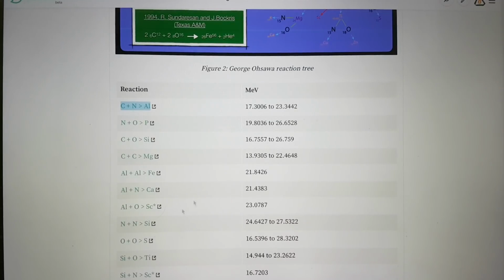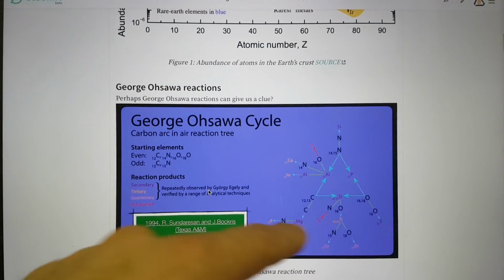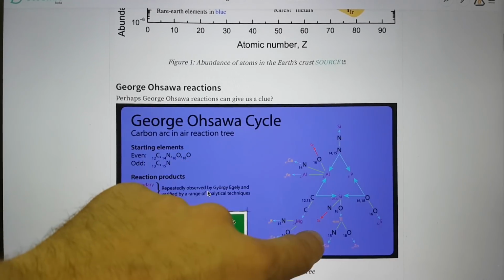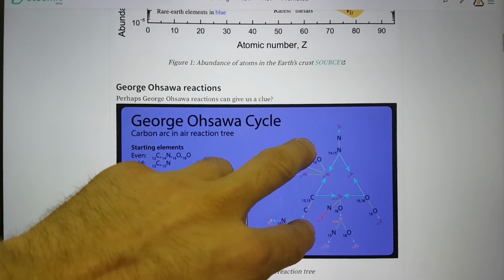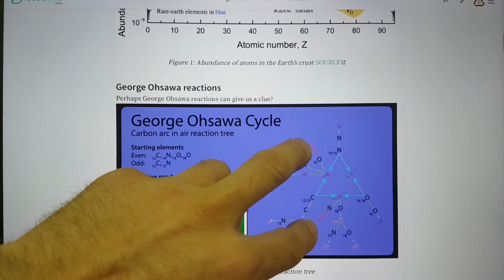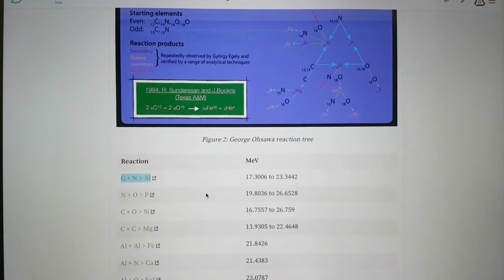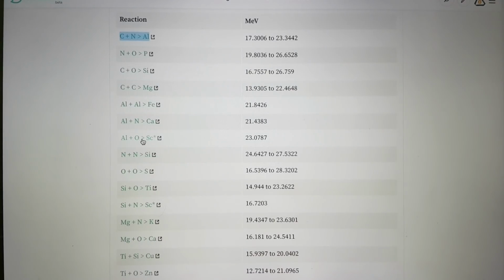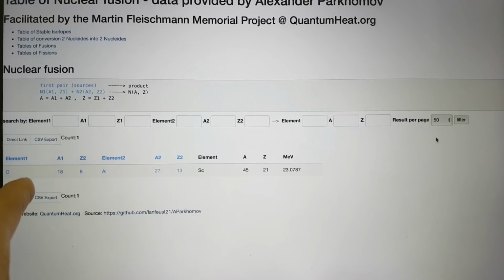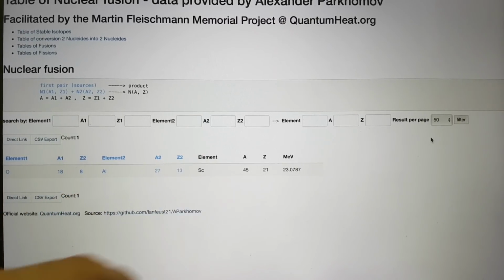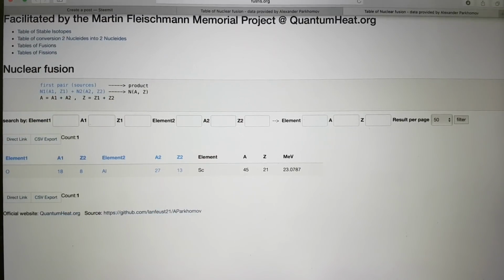Let's try a different one. Now, the one I want to try now is scandium, and there's two paths to scandium. But the interesting thing is that scandium was not observed in Dr. George Eagley's research over many years. And why might that be? Well, firstly, let's have a look. We'll open this in new tab. So there is a reaction here. For instance, oxygen and aluminium goes to scandium, and you would think, why isn't that appearing there?